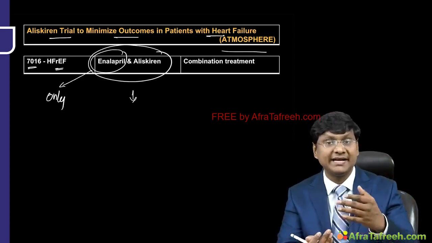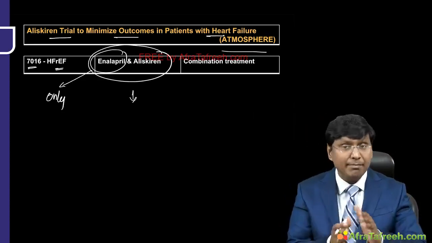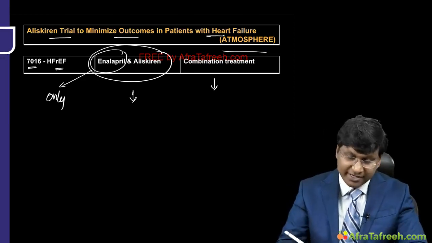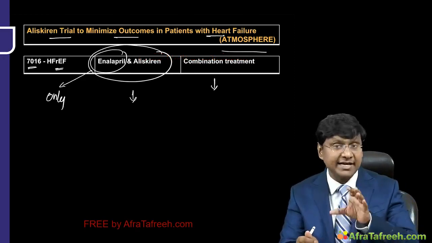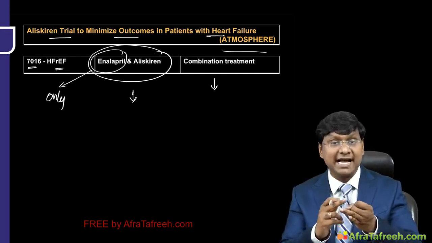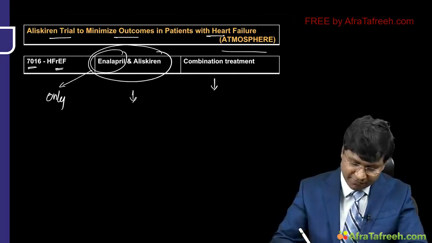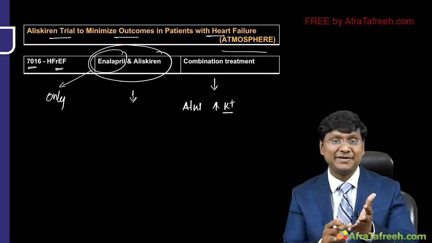Aliskiren is a direct renin inhibitor, a plasma renin inhibitor. So the combination was given. After the combination treatment, what was the result? In that study, combination treatment with enalapril and aliskiren was associated with higher rates of hyperkalemia.